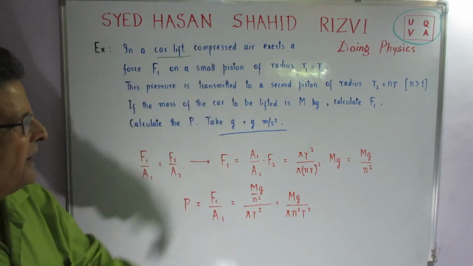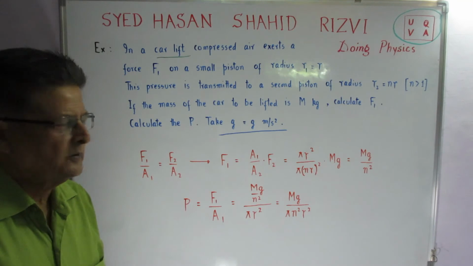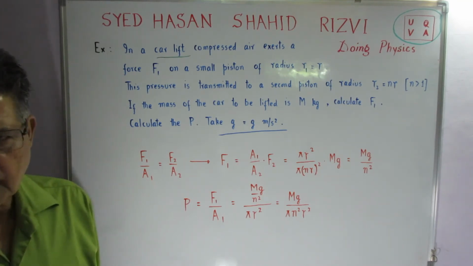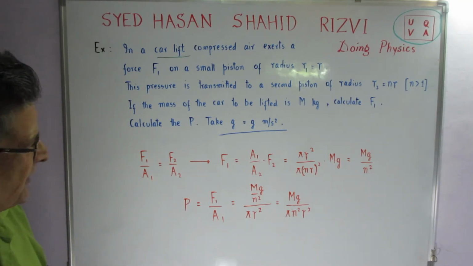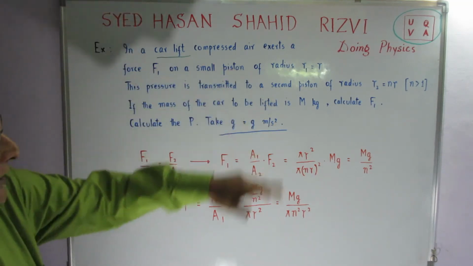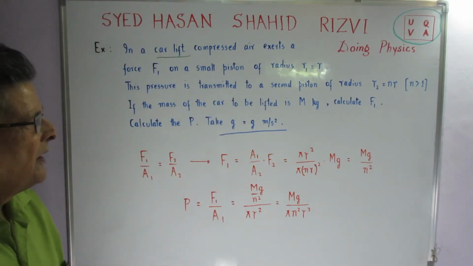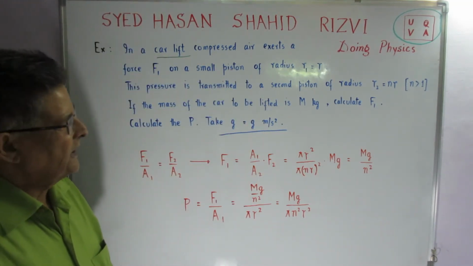Take the value of g as g meters per second square, 10 or 9.8, it doesn't matter. I have not taken any numerical values. The values have been taken in symbols.